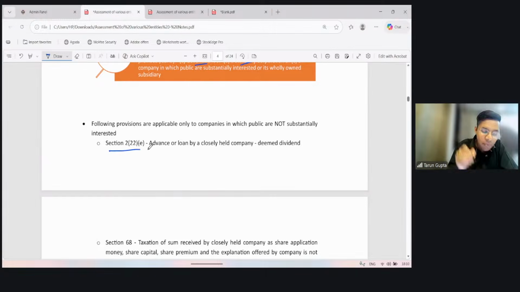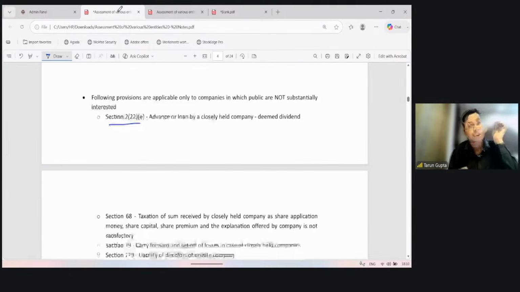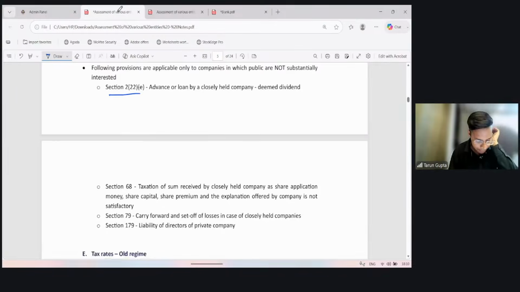One is deemed dividend under Section 2(22)(e). So if a widely held company gives a loan to its shareholder, no deemed dividend provisions attract. But if a closely held company gives a loan to its shareholder, deemed dividend provisions attract. Okay. The loan is treated as dividend in the hands of shareholders.